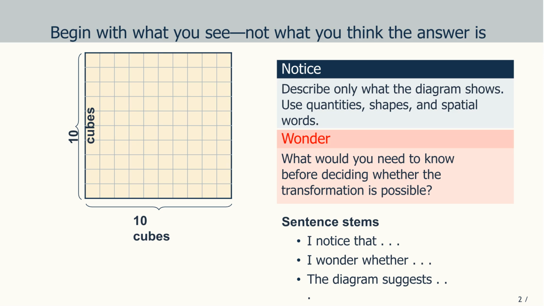Let's begin by observing the diagram. Notice the quantities, shapes, and spatial layout. What would you need to know before determining if this transformation is actually possible? Use the provided sentence stems to help structure your observations and wonderings.